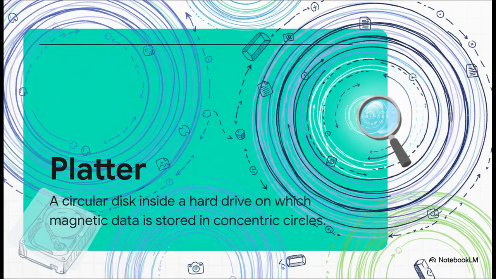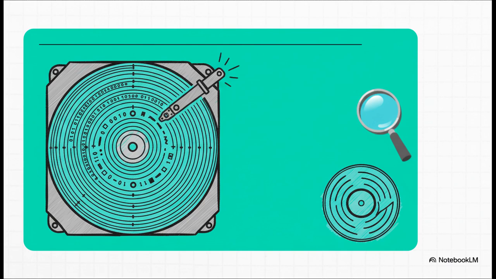Right at the heart of it all are the platters. Just picture these super dense, perfectly smooth disks coated in a special magnetic material. Every single photo, every document, every game you've ever installed is stored right here, encoded as billions of tiny, tiny magnetic patterns. So if the platter is like a vinyl record, then the tracks are kind of like the grooves.